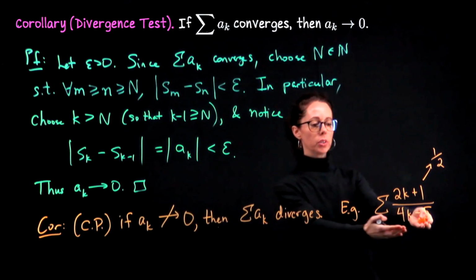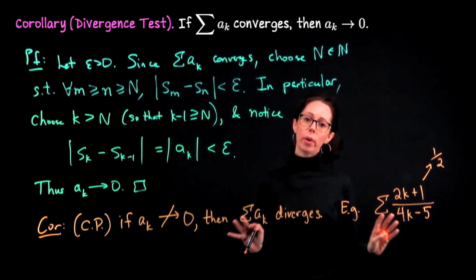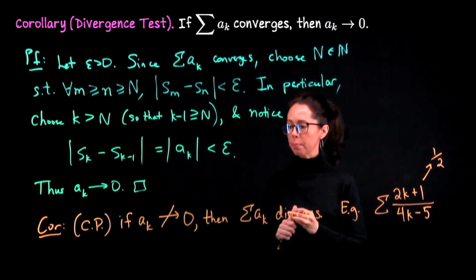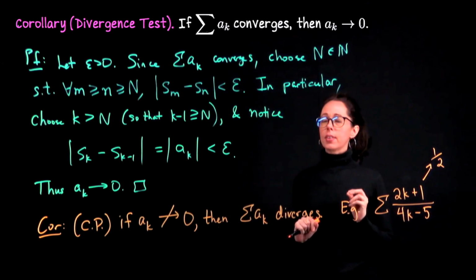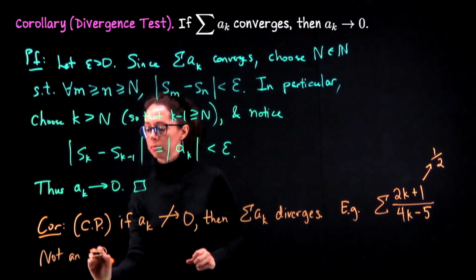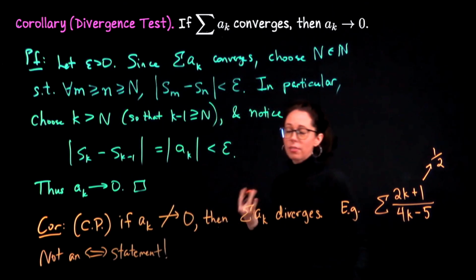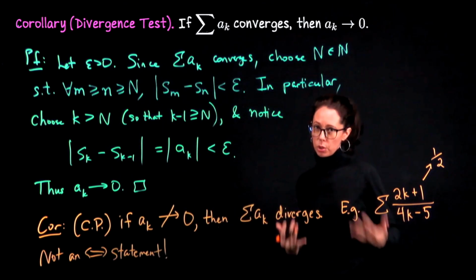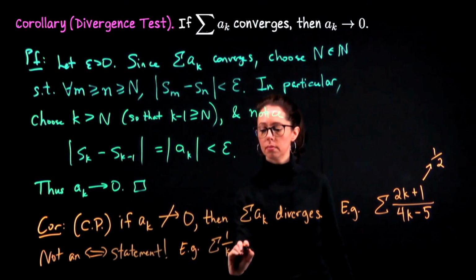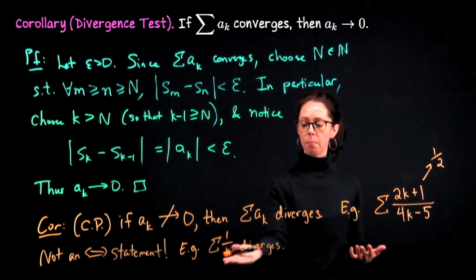So if your individual terms here do not go to zero, either they go to a non-zero number or they just don't converge to anything, then there's no point taking the series analysis any further. Your infinite series diverges. Okay, so this would be divergent. It's also important here to recognize that this is not an if and only if statement. We have a very famous divergent series whose terms do go to zero, and that's the harmonic series. So the terms 1 over k shrink to zero, but this diverges.